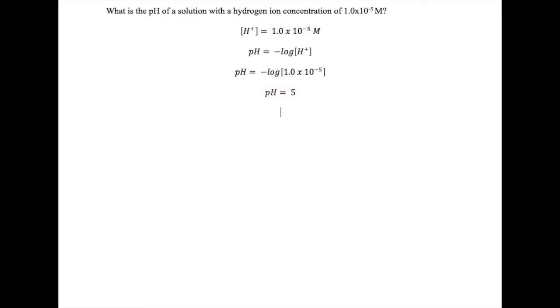Let's take a look at the significant figures. Here we have that the pH is just equal to 5, no decimal point after that. This is because we can only have one significant figure. The reason we can only have one significant figure is because in the hydrogen ion concentration, we only have one place to the right of the decimal. The rule for significant figures for the pH calculation using the negative log is the number of significant figures in the pH equals the number of significant figures to the right of the decimal of the hydrogen ion concentration.